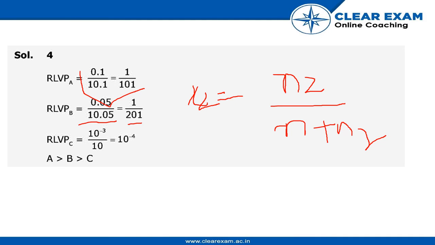So we have converted it into a fraction again, and the relative lowering in vapor pressure of C is as follows: (10 by 10,000) upon (180 by 18 plus 10 by 10,000). So it will give us 10 raised to power minus 4. So A is greater than B and B is greater than C. So this is the correct order. Thank you.